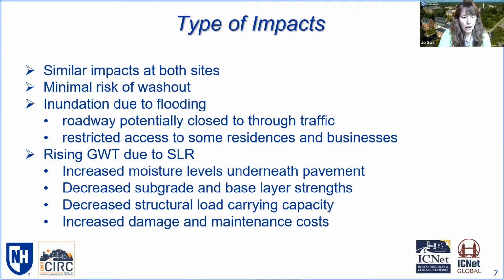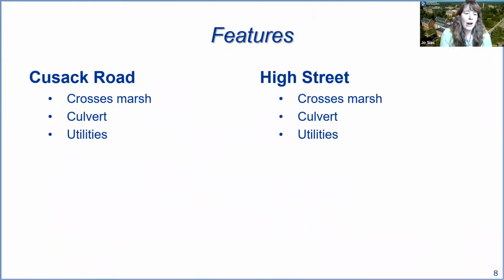So with those rising groundwater tables, we'll see increased moisture levels underneath the pavement, which will decrease both the subgrade and the base layer strength, which will decrease the overall load carrying capacity of the roadway. Meaning that essentially with the same level of traffic, we'll be seeing increased damage and maintenance costs along those segments over their lifetime.